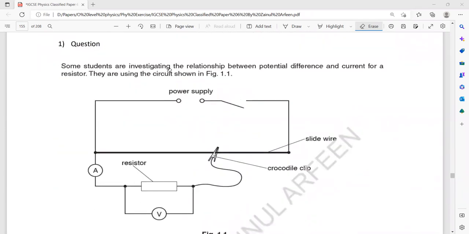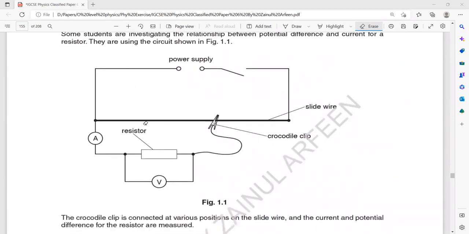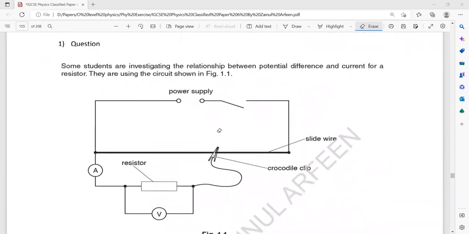Question one: some students are investigating the relation between the potential difference, which is the voltage, and the current for a resistor. They use the circuit as shown. The crocodile clip is there. What is the advantage here? Like using a crocodile clip, we can use different lengths of this wire. As you can see, a sliding wire is there and a crocodile clip.